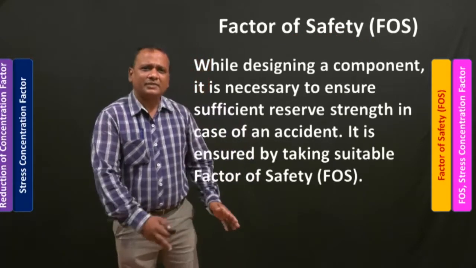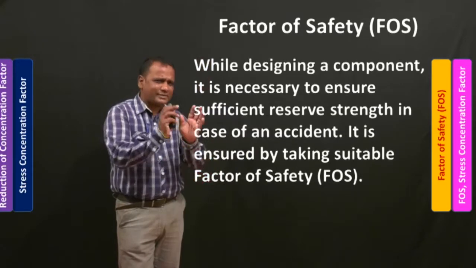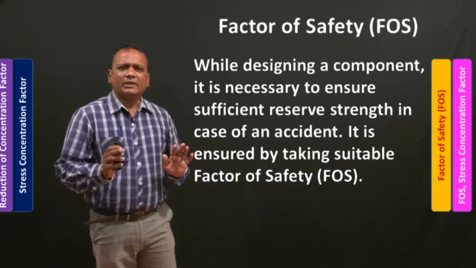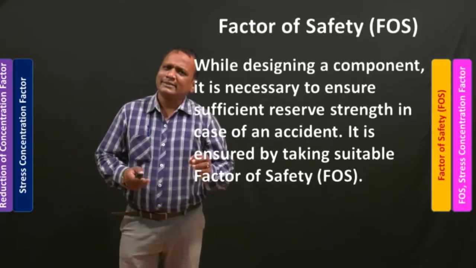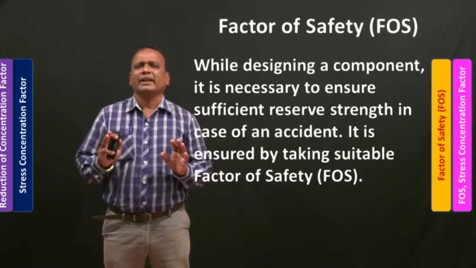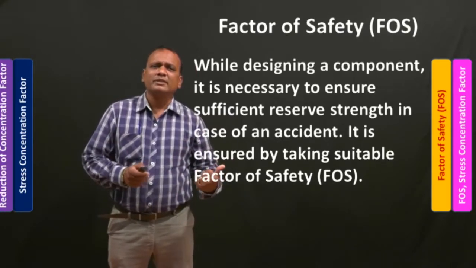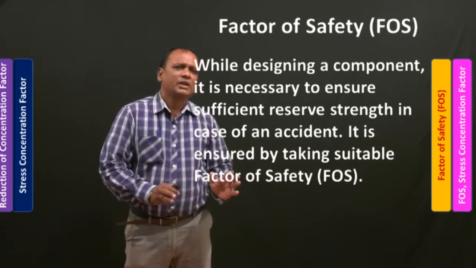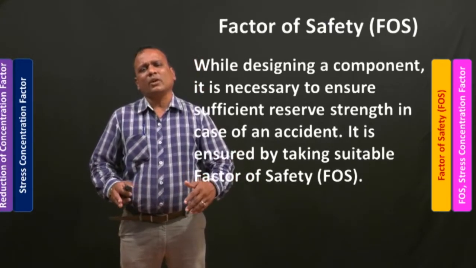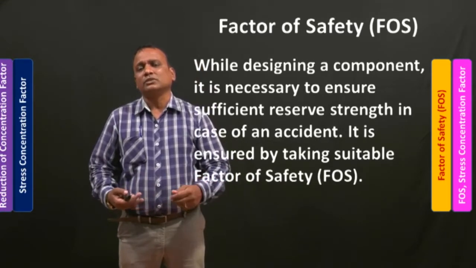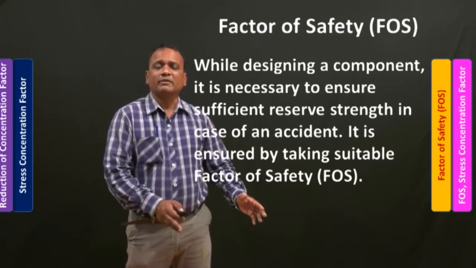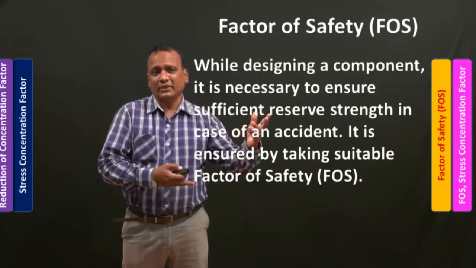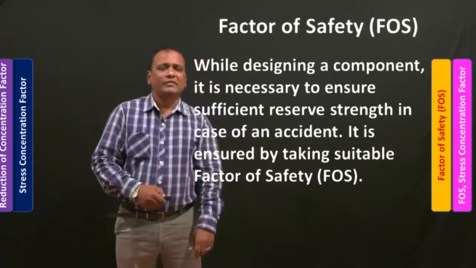Now the factor of safety is one such concept that ensures the suitable capacity to carry load. While designing a component, it is necessary to ensure sufficient strength in case of an accident. So this ensures the suitable carrying capacity of the material. Always, for instance, we keep this factor of safety as 2:1. Whatever material we design, we increase the factor of safety to double, sometimes even 2.5, sometimes even 3. This is what we call the factor of safety.